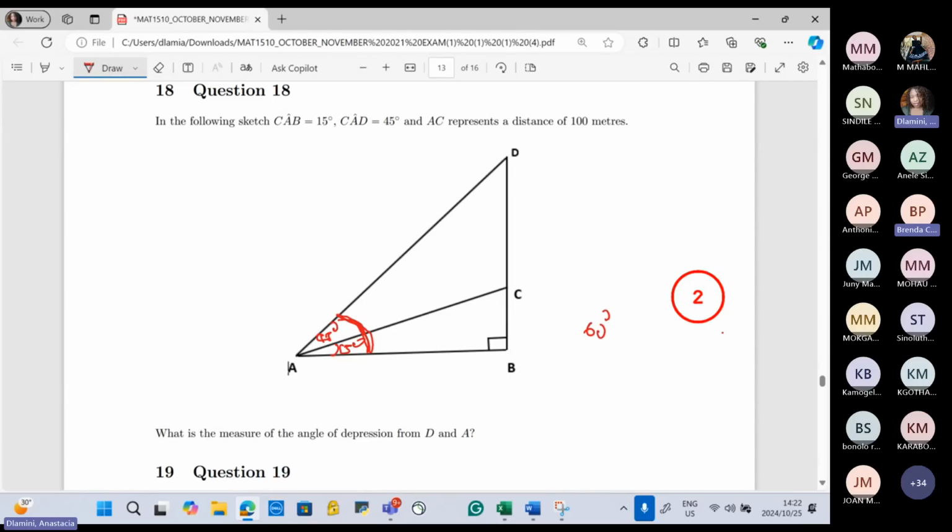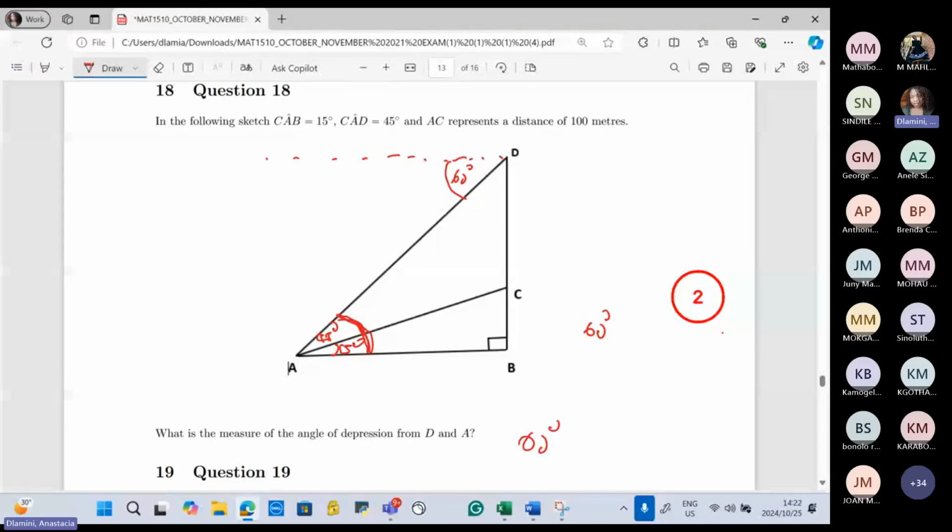So we're given 45 and 15, then we add them up to get 60. So I just drew a straight line there on D to have alternate angles, which means the angle of depression is equal to the angle of A. So my angle of depression is going to be 60. Well done. Did you all understand that? Yes, ma'am.